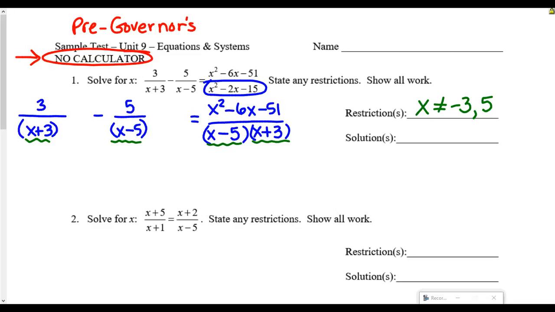All right, so the thing I don't like about this equation is that there are all these fractions. So to get rid of my fractions, I need to get rid of the denominators. I'm going to find the least common denominator for the problem, which would be x plus 3 and x minus 5. Over here, again, I have x minus 5 and x plus 3, so that's my entire least common denominator.